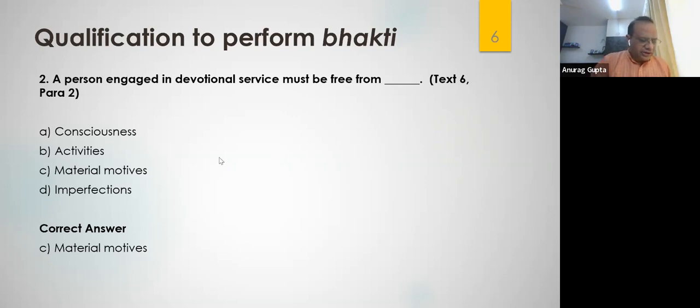So, very good answer. Since we are having a lot of questions today, 21 questions in all, we will move a little fast. This is an easy one. Does anyone have a doubt? Please feel free to ask, and we can have discussions as you like.